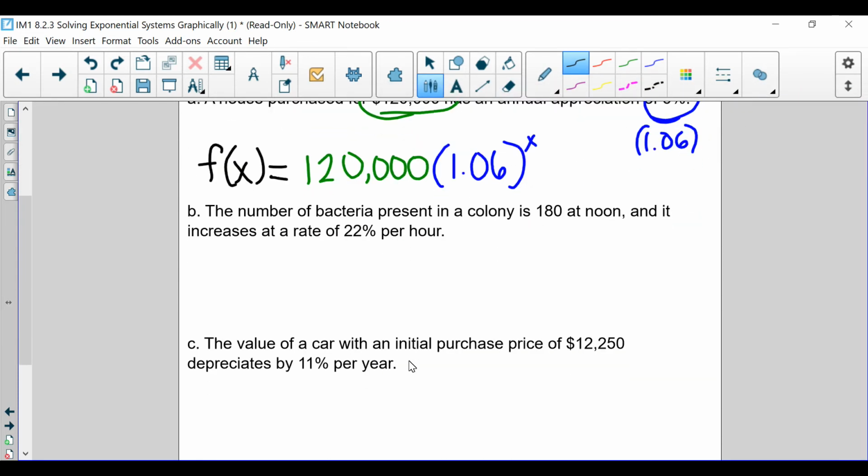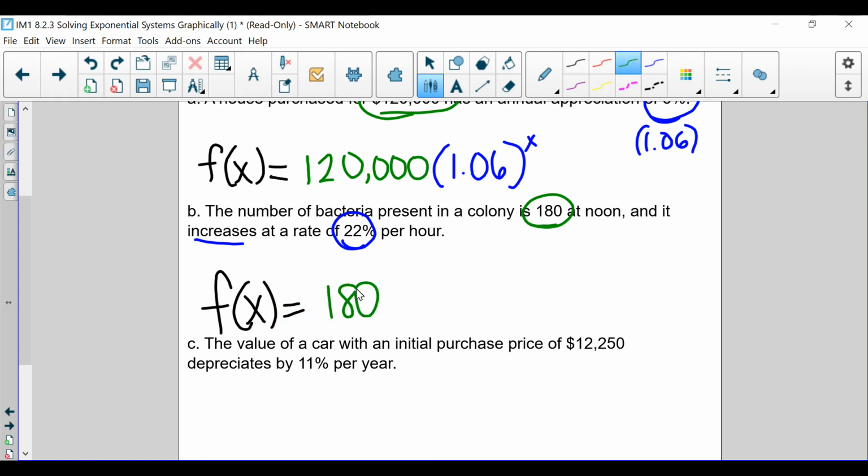It says the number of bacteria in a colony is 180 at noon and increases at a rate of 22% per hour. Notice how it says it started at 180. So that's our y-intercept. Okay, and then it says increases by 22%. So let's write that. We'd say f of x is equal to, it started at a value of 180, then it increases at a rate of 22%.